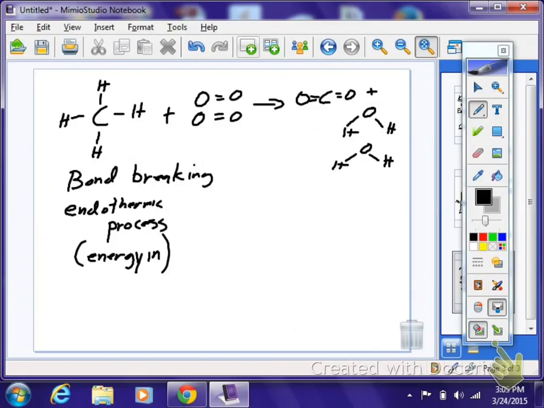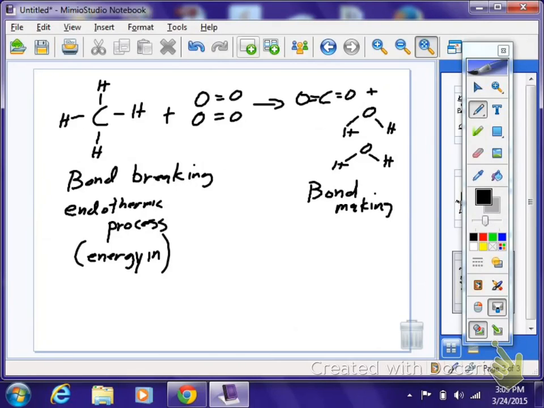Does anybody know what this shape is here? I've drawn it correctly too. So, what is it? What do you think? Carbon dioxide, what kind of shape will it have? Linear. What do you think water? What kind of shape does water have? Bent. It's a bent shape. Okay? So this is bond making.